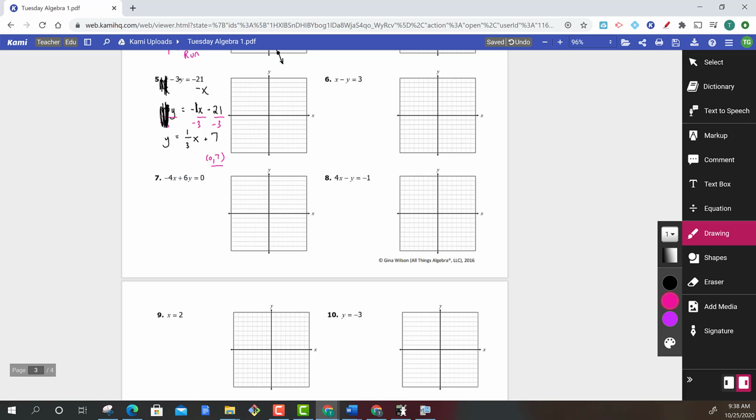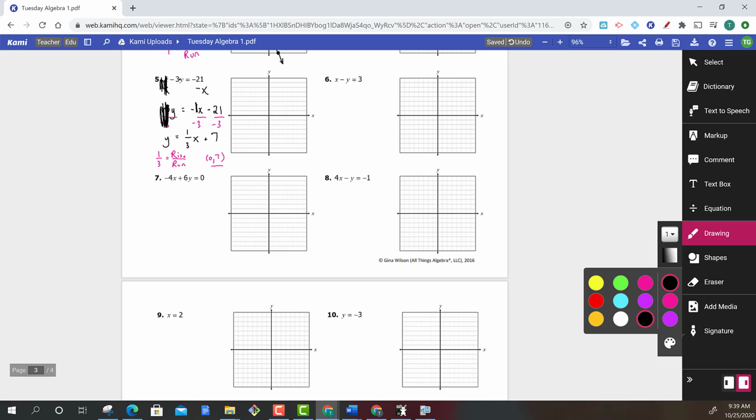Start at 0, 7. Use 1 over 3 as your rise over run. I'll let y'all finish the rest of that problem. Start at 0, 7, and then go up 1, right 3 to get each point. All right, and then finally number 7.